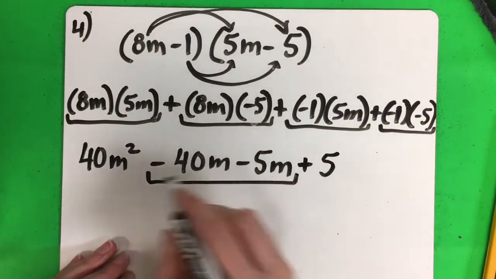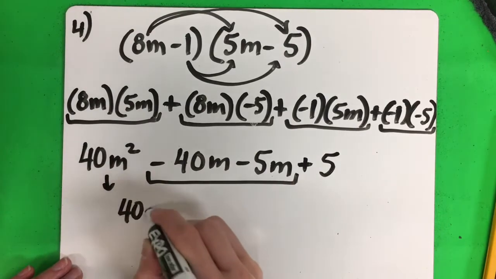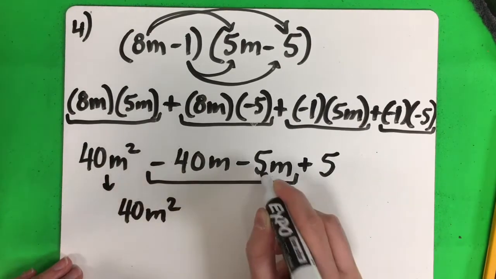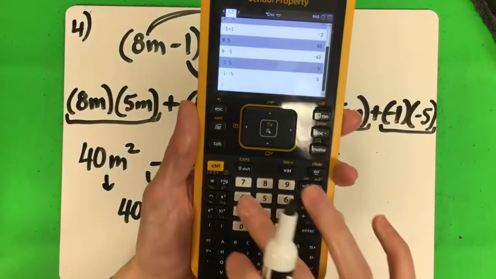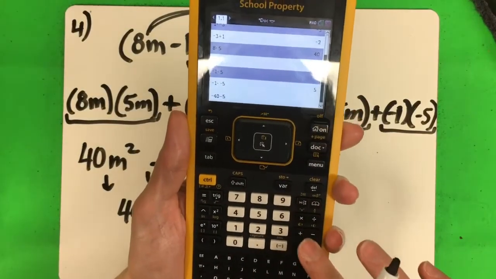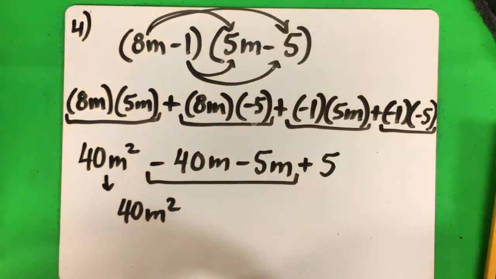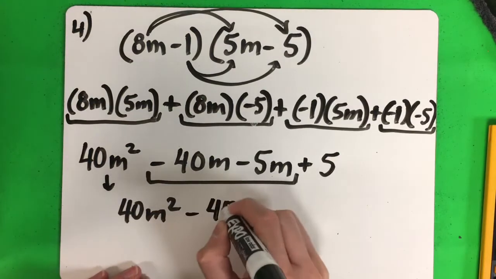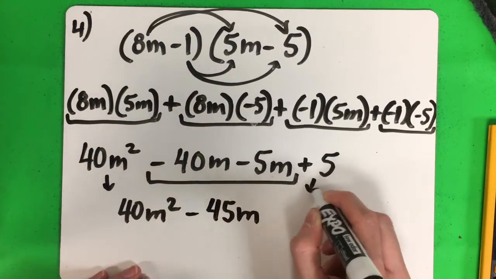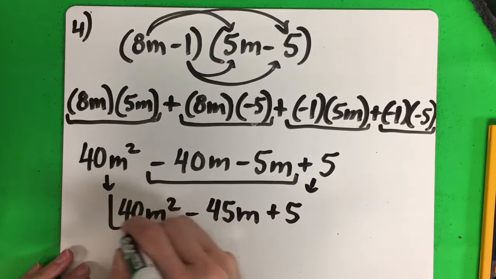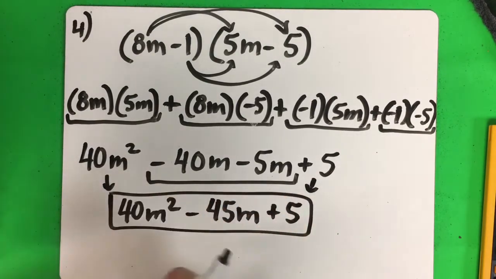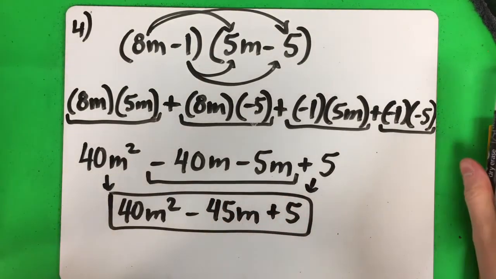Now our like terms. Remember m and m. Copy 40m squared. Negative 40 minus 5, negative 45m. And then copy plus 5. There's your final answer. Thank you for watching.